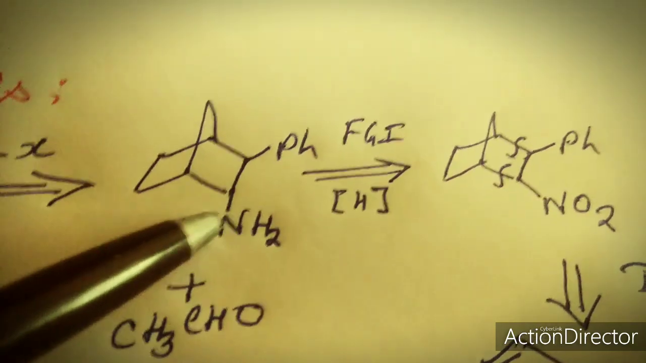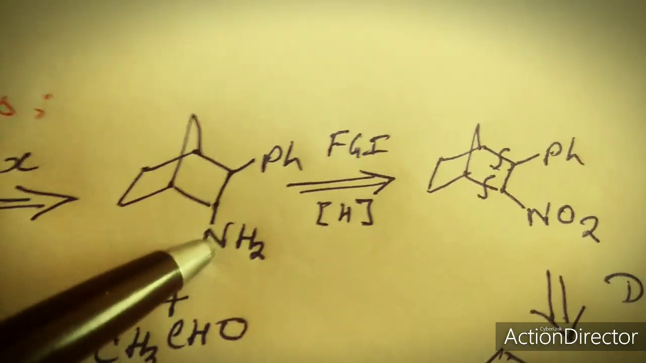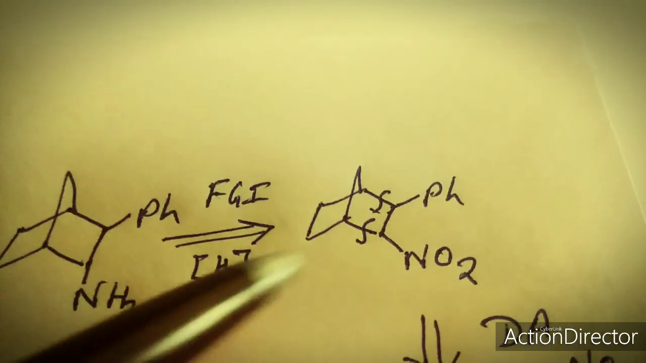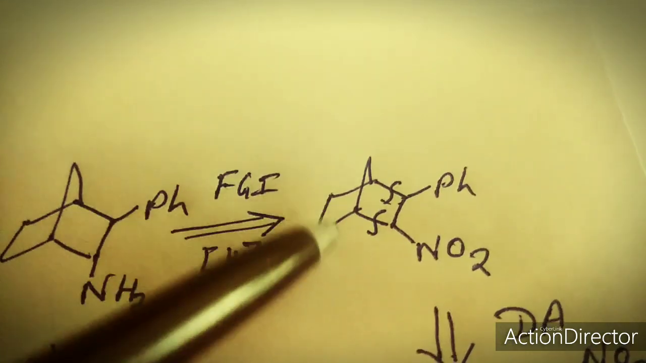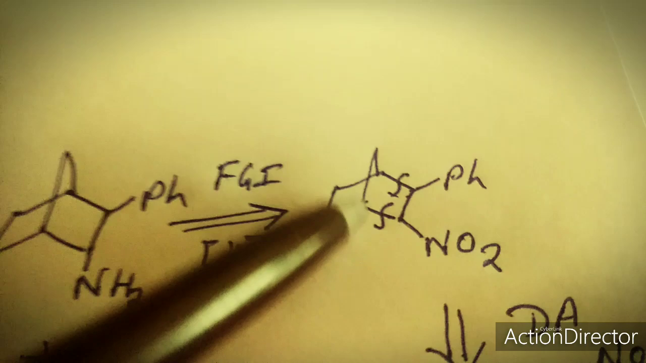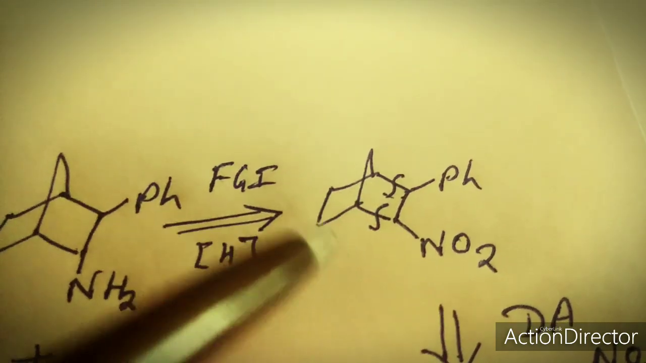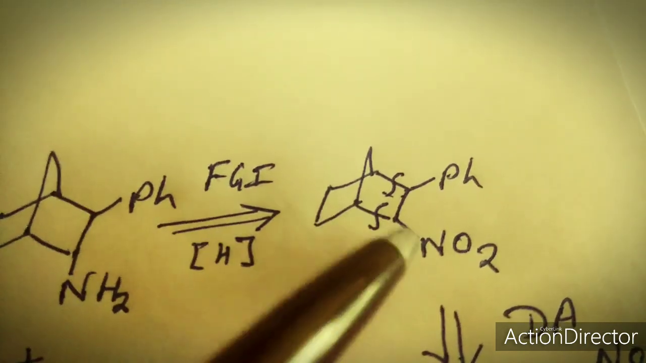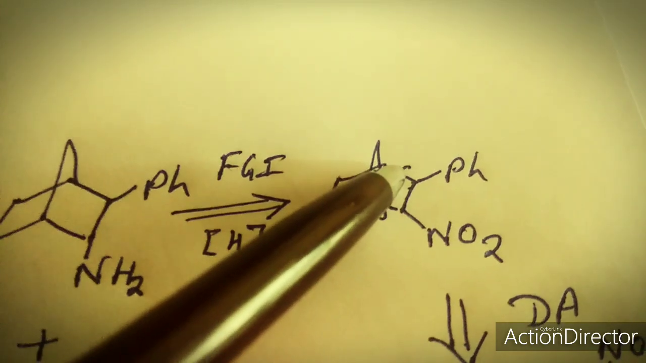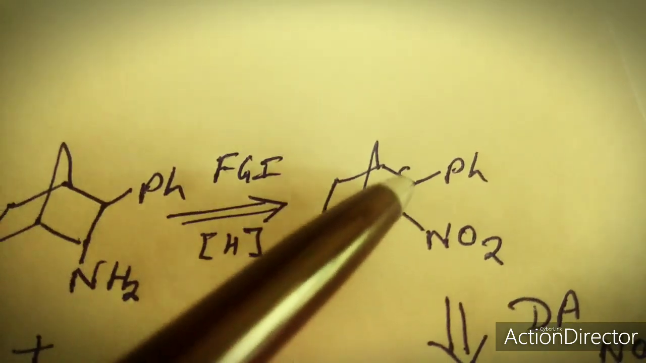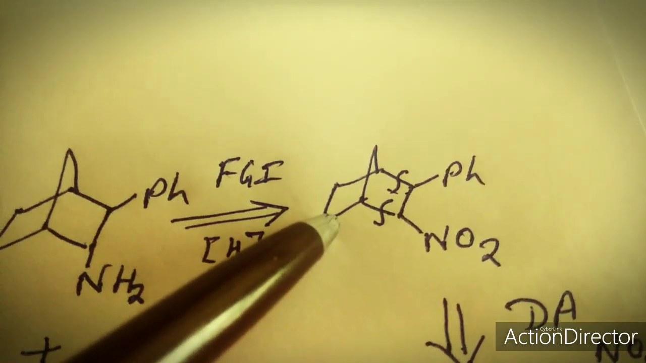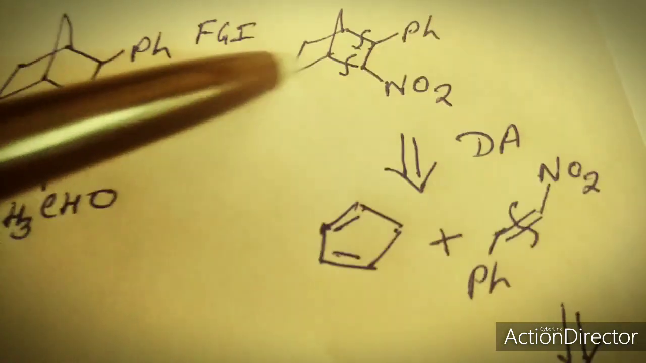So after this, how can this be further disconnected? Now this NH2, we know NO2 will give us NH2. So again FGI, NO2. Now this is a cyclohexane ring, and whenever there is a cyclohexane ring, there are these two, which can be disconnected at two ends. So it can be disconnected here, it can be disconnected here. So we will get this as the ene and this as the diene. So that proposes a Diels-Alder reaction.